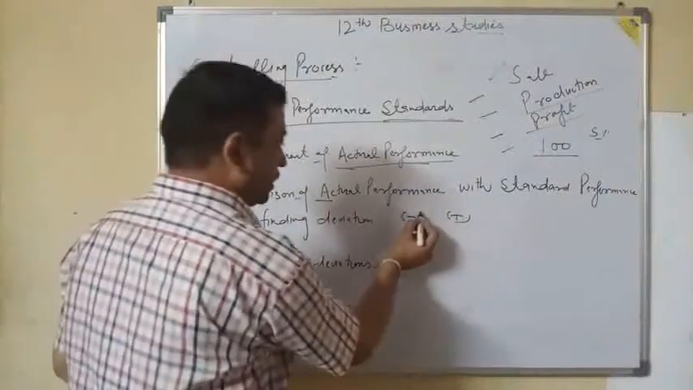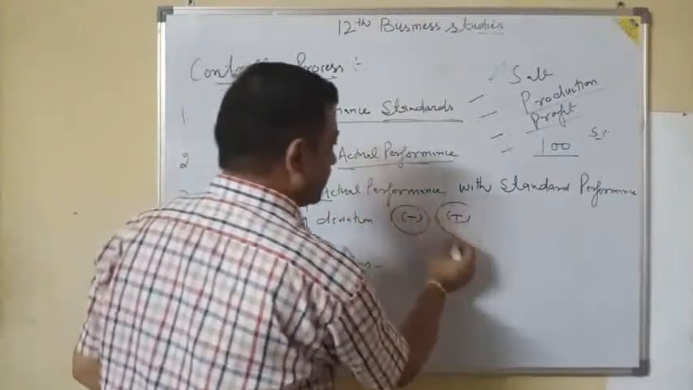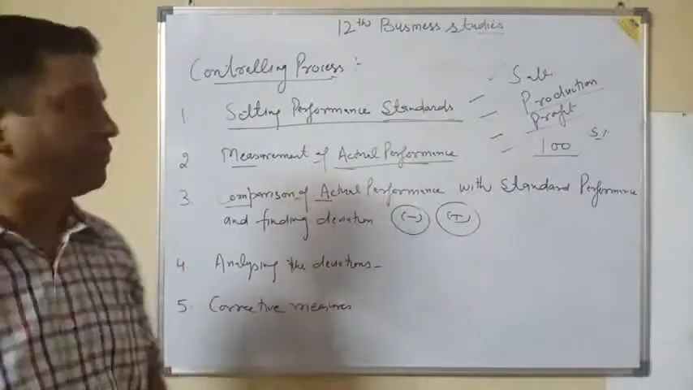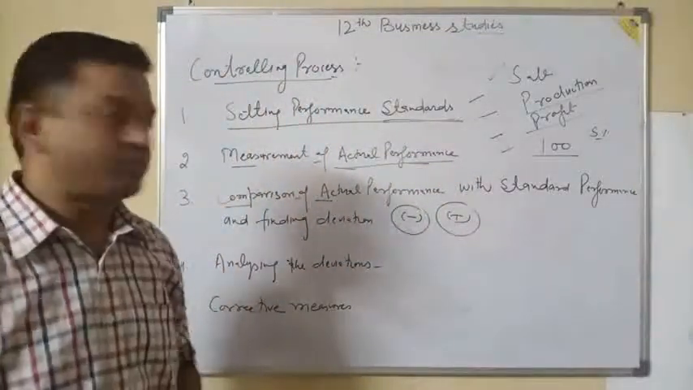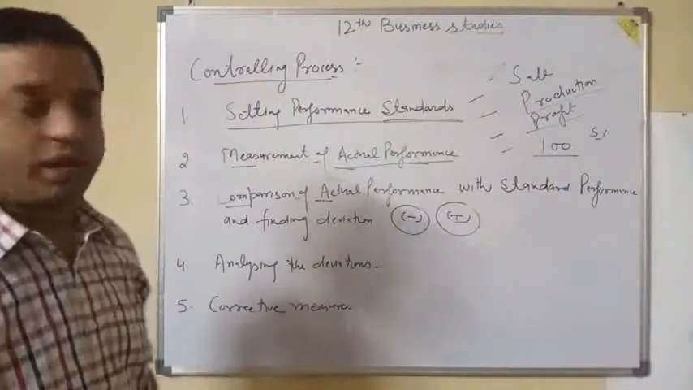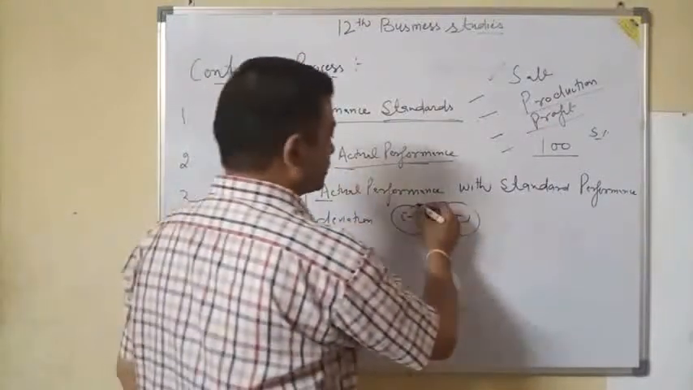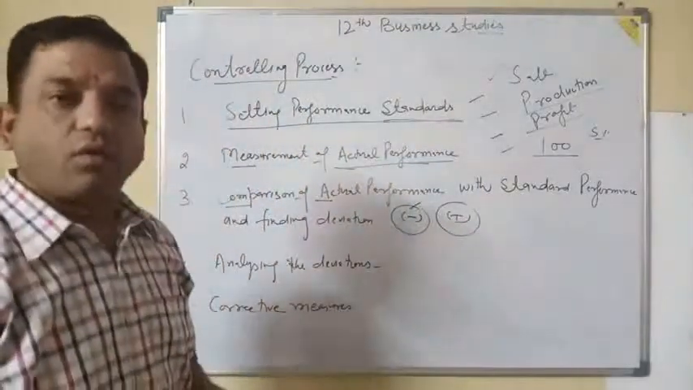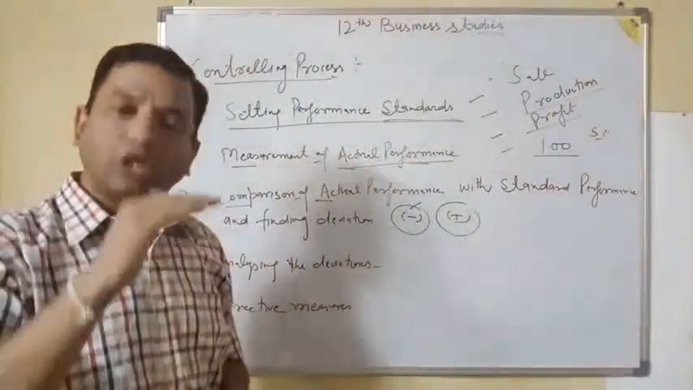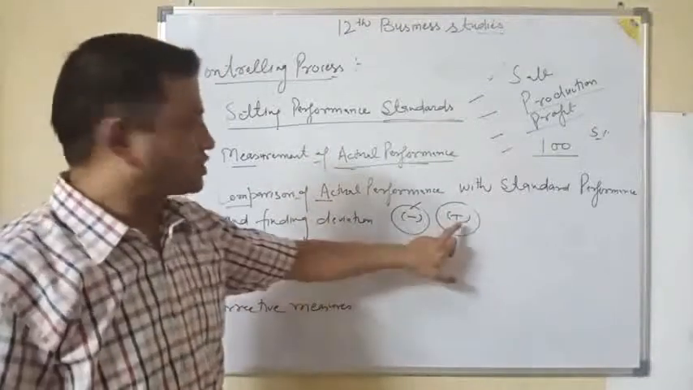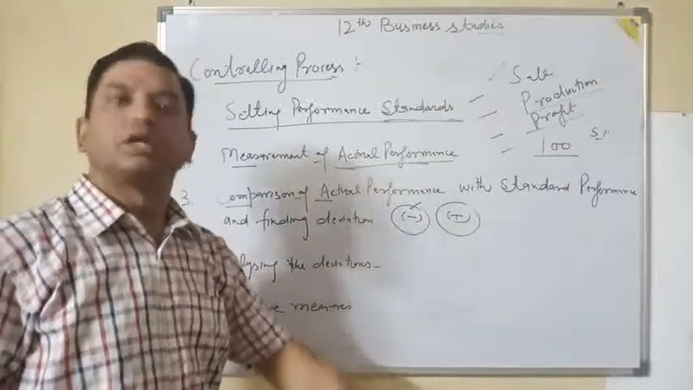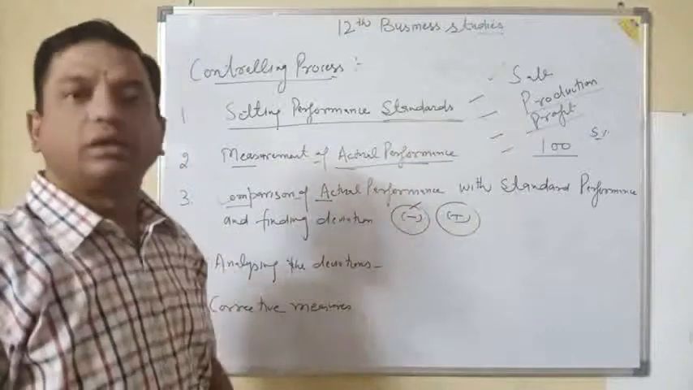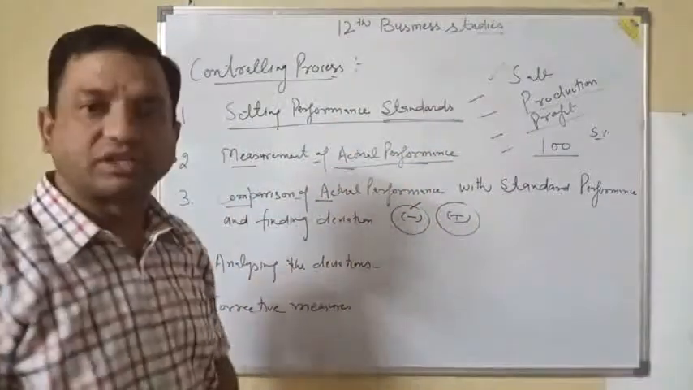One, positive, second, negative. The difference between actual performance and standard performance is called deviation. And you can get positive deviations as well as negative deviations. Negative deviation you will get when the actual performance is lower than the standard. Positive when the actual performance is above, more than the standard set in the very first function.